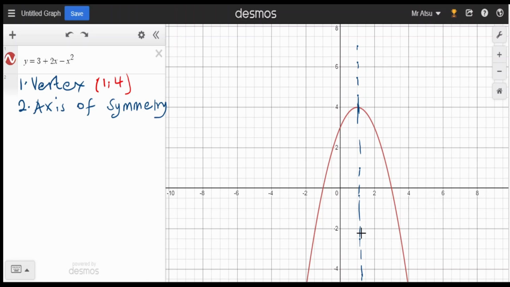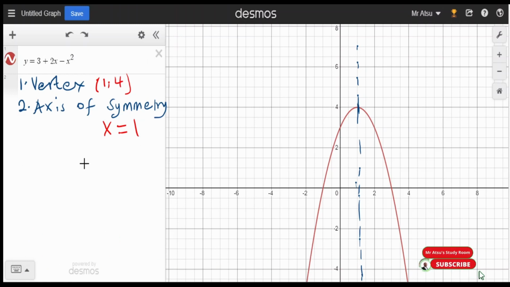Our axis passes through 1. So for a vertical line that passes through x equal to 1, the equation of the line of symmetry is simply x = 1. Because for every point along the axis of symmetry, the x coordinate is always 1. Therefore, the equation of the axis of symmetry is x = 1. And that is only for this graph, because the axis of symmetry passes through 1 on the x-axis. That's why we are saying the axis of symmetry for this graph is x = 1.